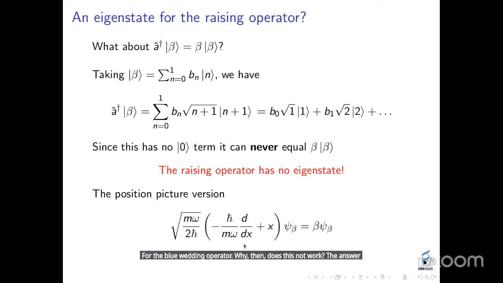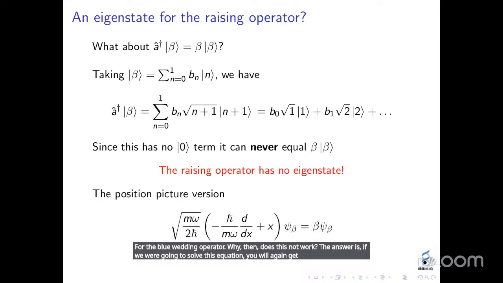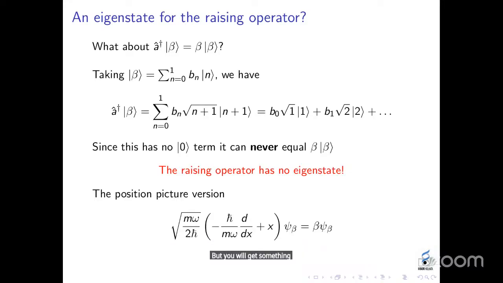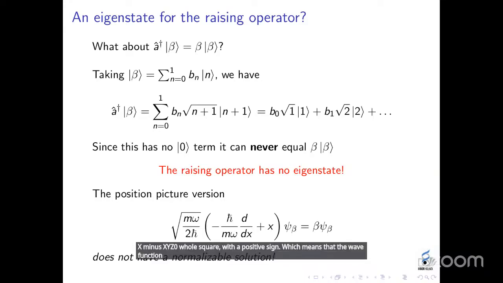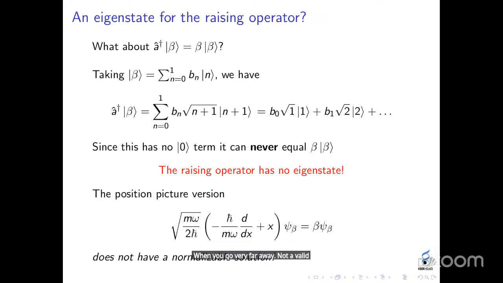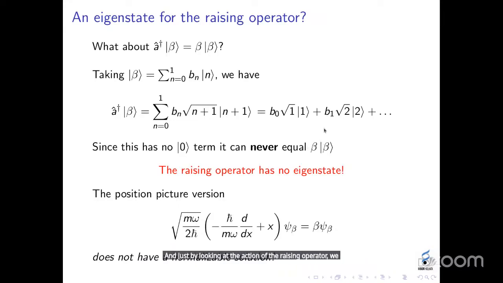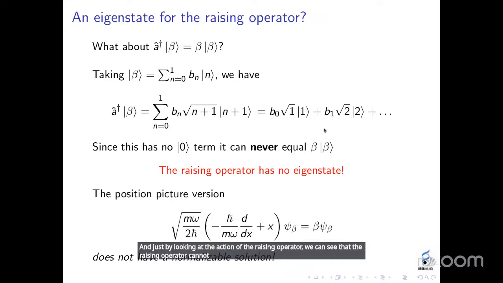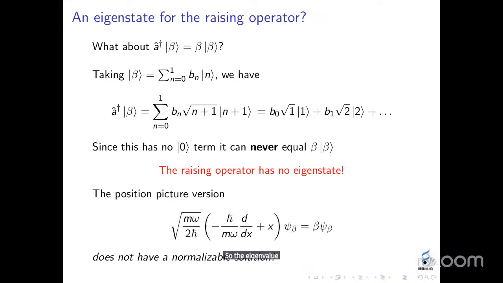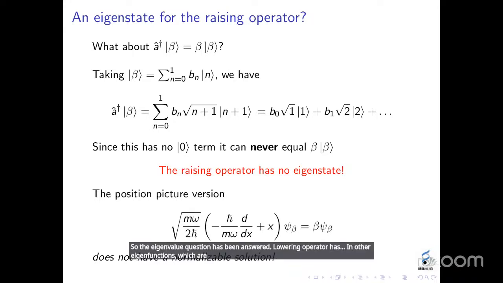The answer is, if you were to solve this equation, you will again get a very similar looking solution, but you will get something which has e to the power x minus xi0 whole squared with a positive sign, which means that the wave function which satisfies this eigenvalue equation will not be normalizable. It will diverge to plus or minus infinity when you go very far away. Not a valid solution. So both from the position picture and just by looking at the action of the raising operator, we can see that the raising operator cannot have an energy eigenfunction. So the eigenvalue question has been answered. The lowering operator has energy eigenfunctions which are coherent states. The raising operator does not.